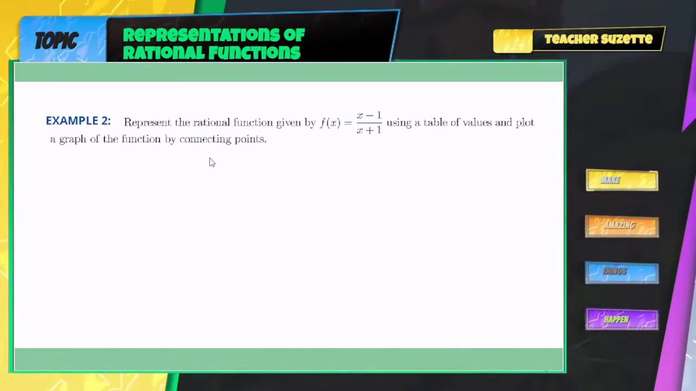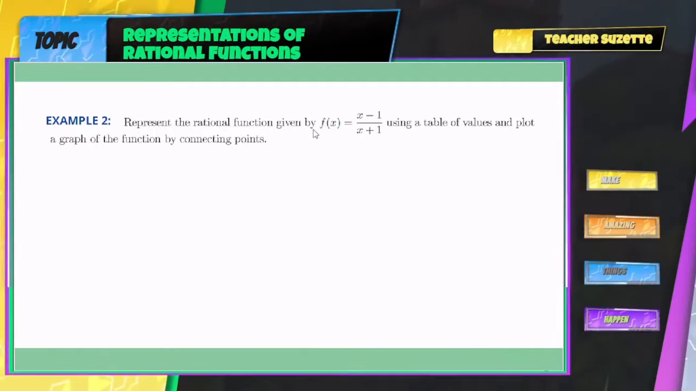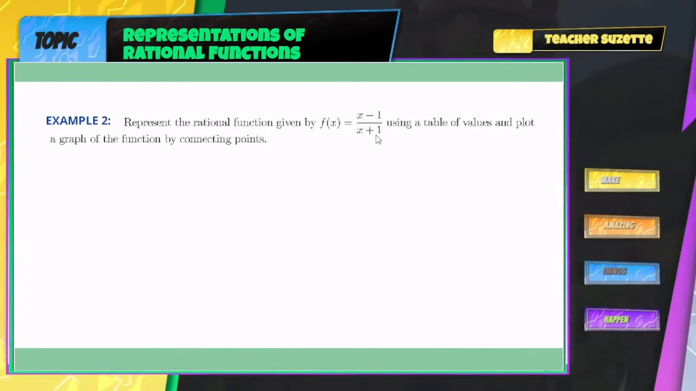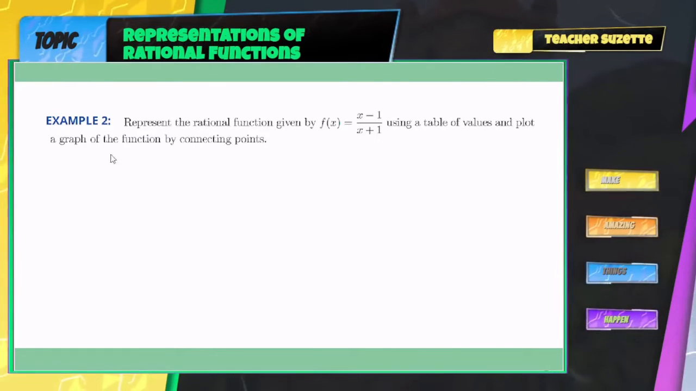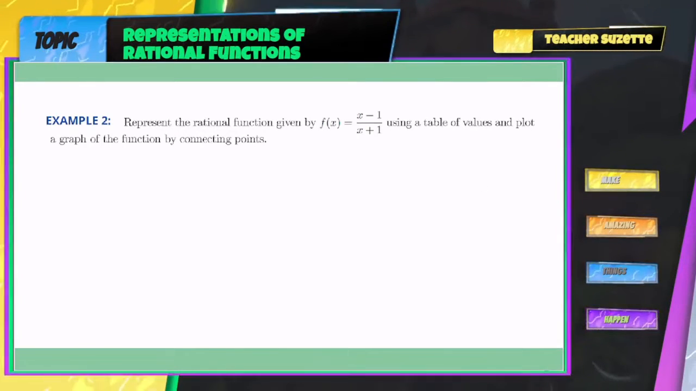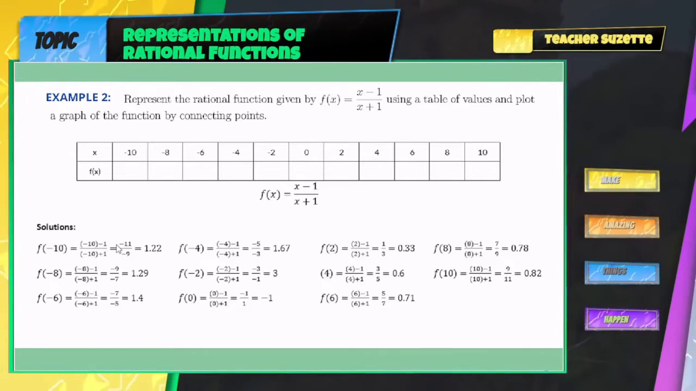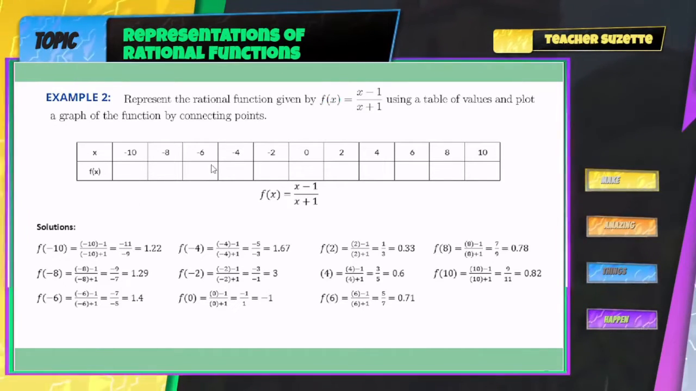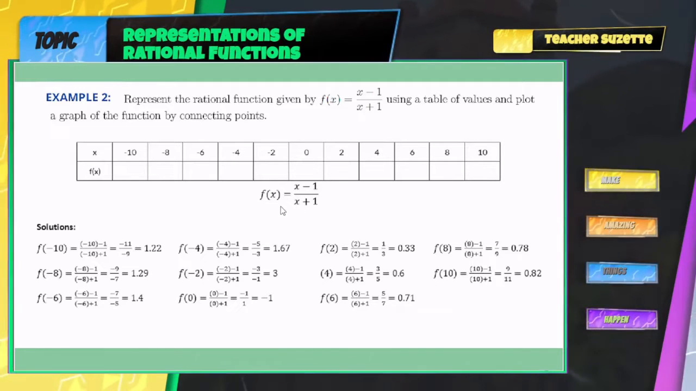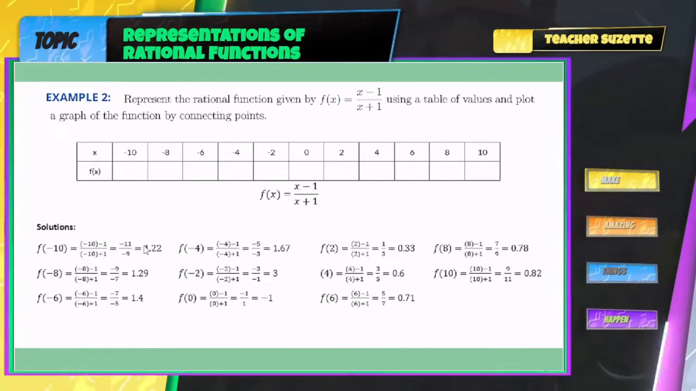Let's have example number 2. Represent the rational function given by f of x is equal to x minus 1 over x plus 1 using a table of values and plot a graph of the function by connecting points. Let us construct a table of values for some x values from negative 10 to positive 10. So again, just like when evaluating a function, you just have to plug in the values of x to your given function, then you will have the values of your y.